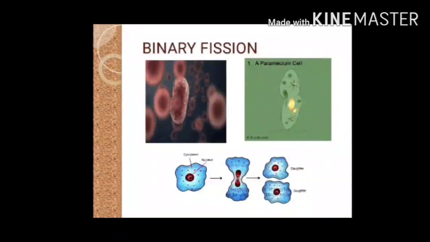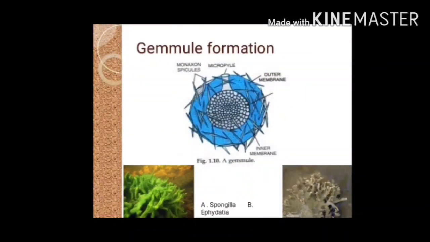Now let's see the binary fission first. In this, the examples are paramecium as well as amoeba. As I have told you, the example of binary fission is paramecium. Plasmodium is also one of the examples.